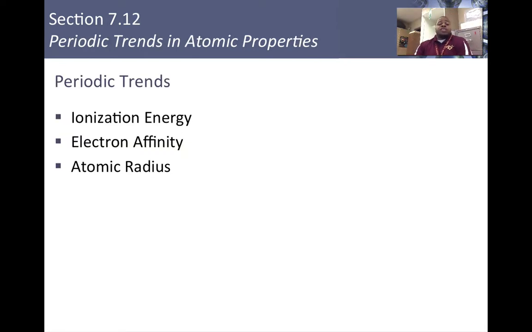The main three trends that we're going to talk about right now are ionization energy, electron affinity, and atomic radius. You may be saying, but we learned about at least one more last year, and it wasn't electron affinity, it was electronegativity. We're going to talk about electronegativity a little bit later as we go into bonding, so that's going to be a part of big idea 2 a little bit more.